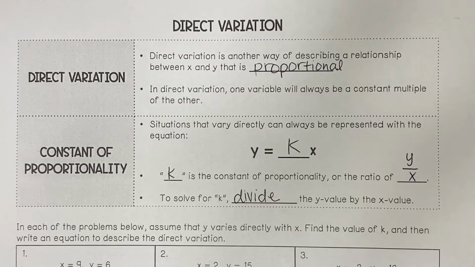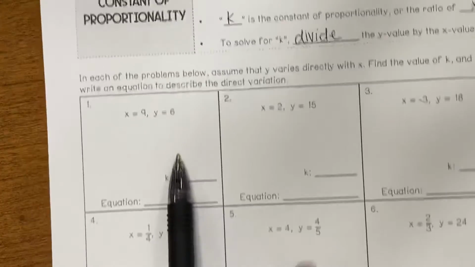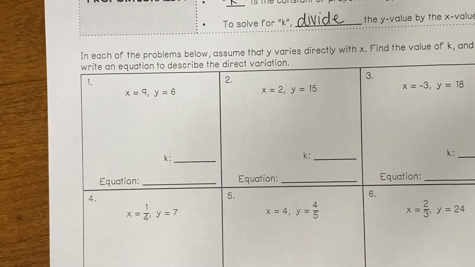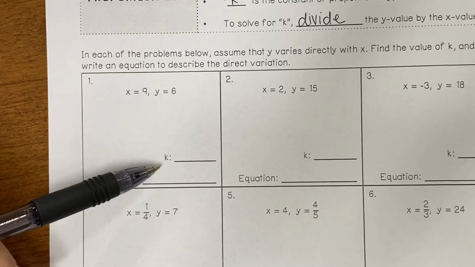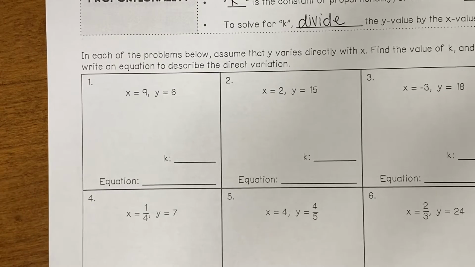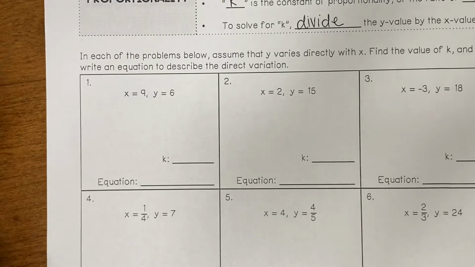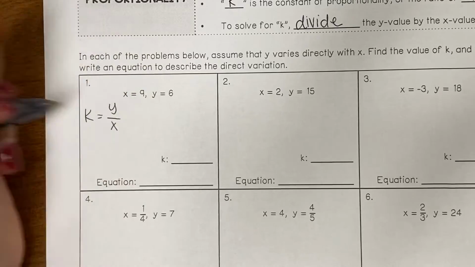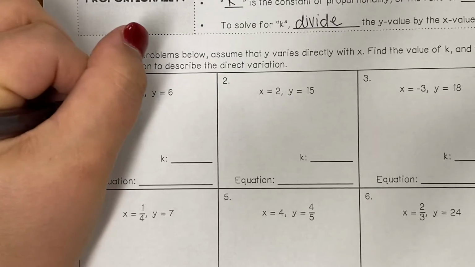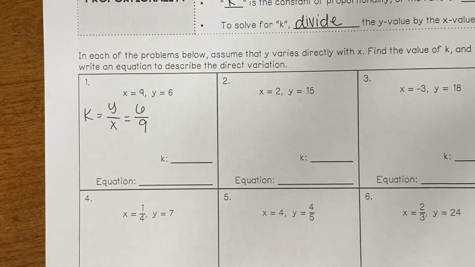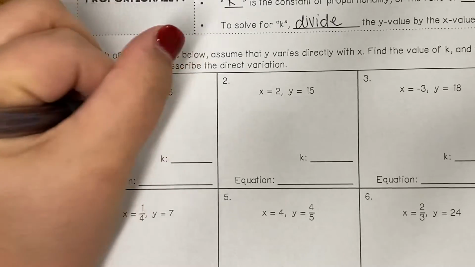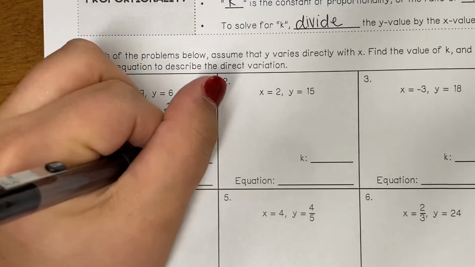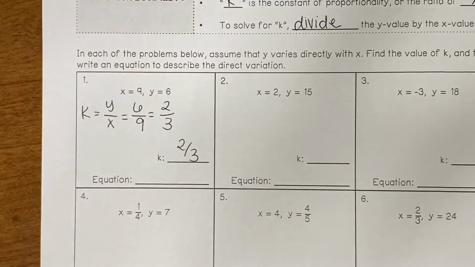So let's look at an example. So right here, for number 1, they gave me my x value and they gave me my y value. I need to find the k, the constant of proportionality, and then put it into the equation. So, for example, to find k, I have to divide y by x. My y value is 6. My x value is 9. 6 divided by 9 is equal to 2/3. So my k value is 2/3.